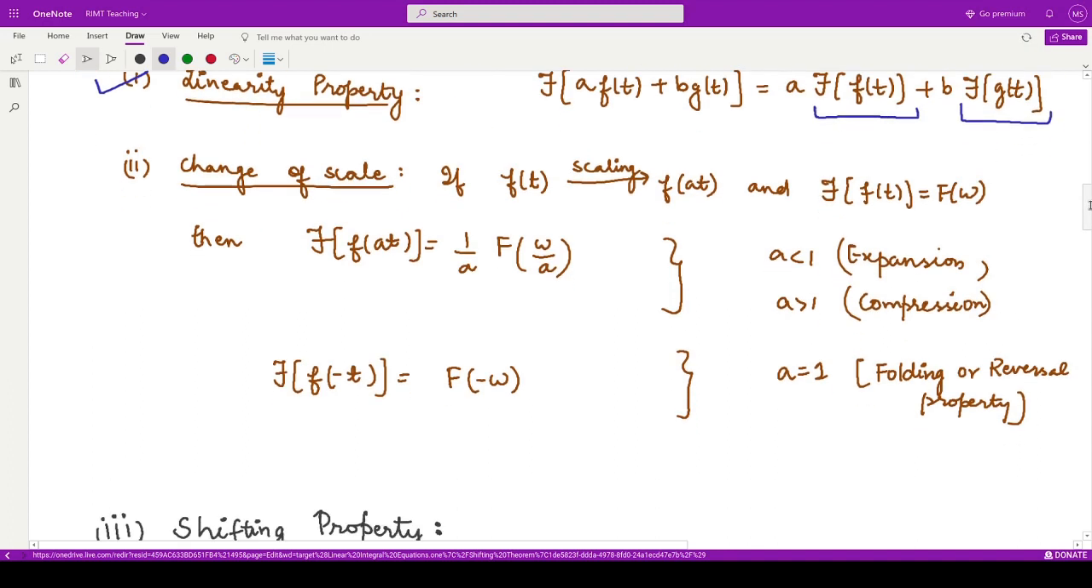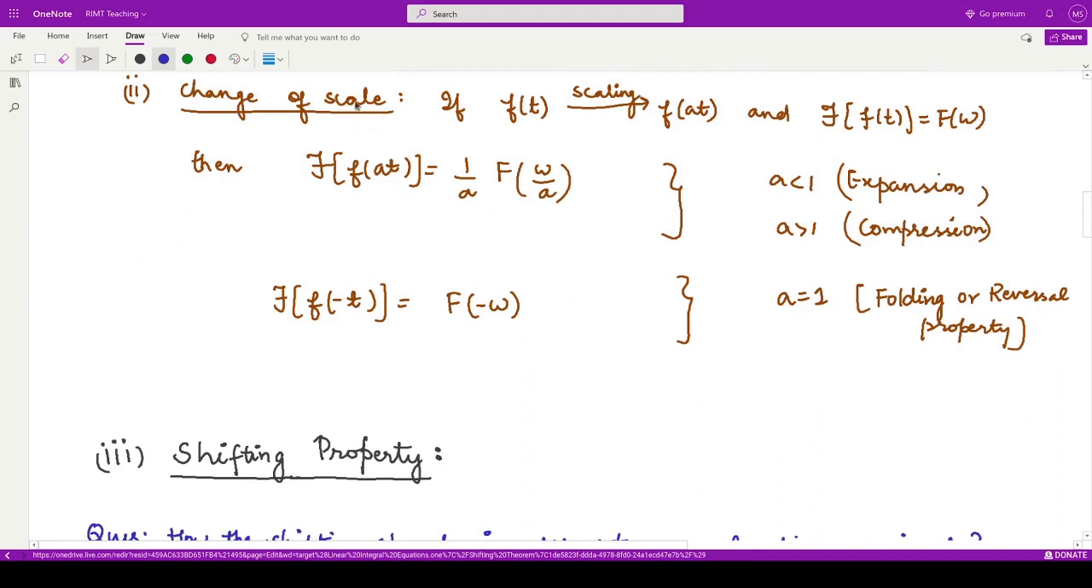And the second property that we have studied was the change of scale property. If you have some function f of t, when you apply the scaling operator onto it, you would obtain f of a t, right? Depending on the value of this a, if a is less than 1, we have expansion. If a is greater than 1, we have compression. And if a is equal to minus 1, we have the folding or the reversal property.